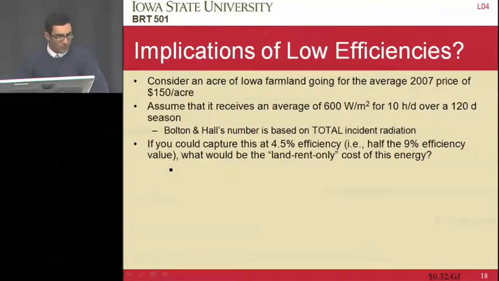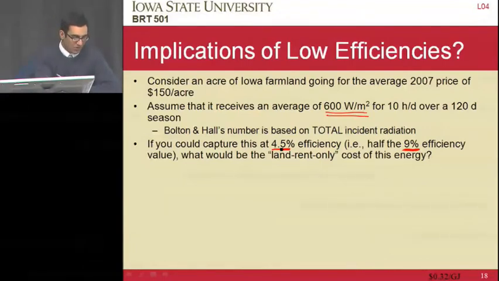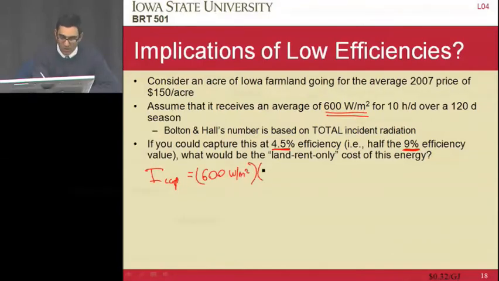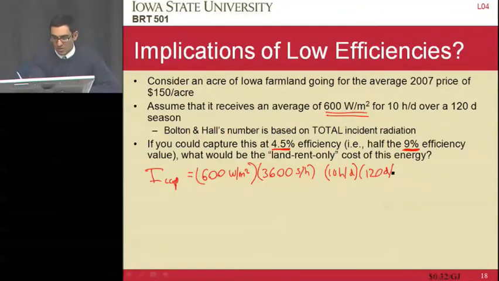Now, what are the implications of these low efficiencies? Let's do the same problem. Let's assume that we get 600 watts per square meter. We'll use a total incident radiation number. And let's say that we can't get the 9% cap. Let's say we get the 4.5% cap. Again, what's the land rent only cost of this energy? And I'm going to work the same problem the same way. I'm going to say I can capture that 600 watts per square meter, 3,600 seconds per hour, 10 hours per day, 120 days per season.